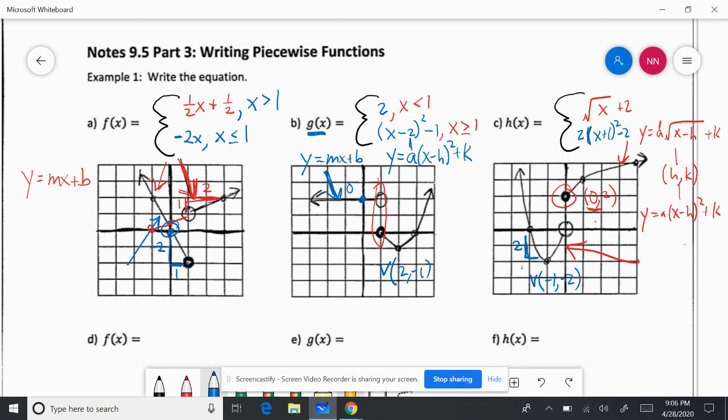Now we're going to write our domain. The domain, if you're looking at these, would be 0. For the square root, it's going to the right. Notice it's closed, so x is greater than or equal to 0. And then for the other one, of course it's 0, but this time it's going to the left, so x is less than 0. And that right there would be our piecewise function.